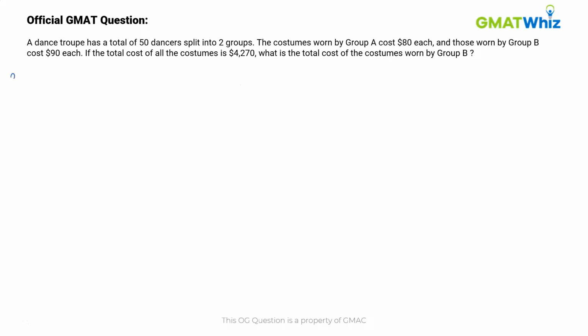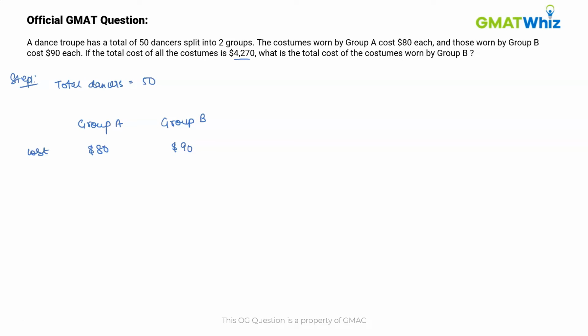In this question, we have a dance troupe which has a total of 50 members. So the total dancers is equal to 50. Now these are split into two groups, Group A and Group B. The cost of their costumes is $80 and $90 respectively. We are given the total cost of all the costumes, which is $4,270. We have to find the total cost of the costumes worn by Group B.